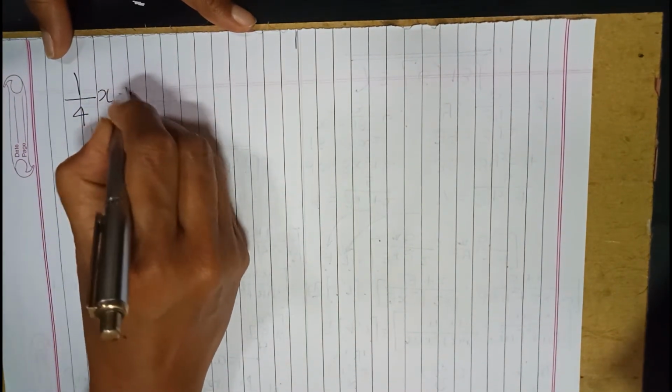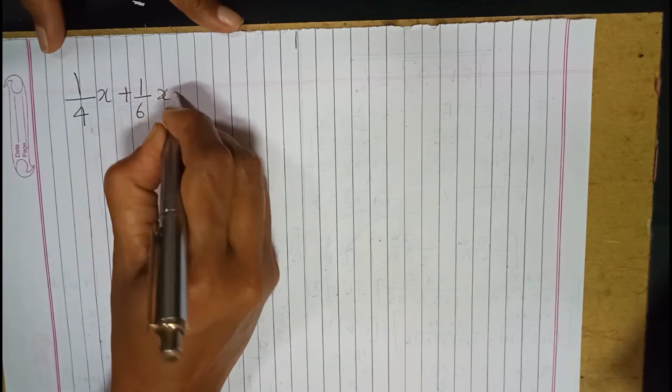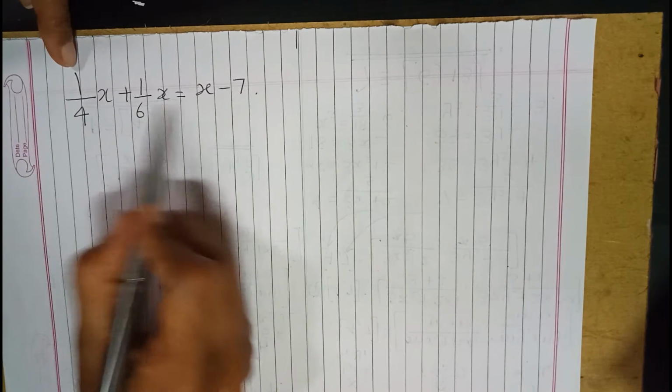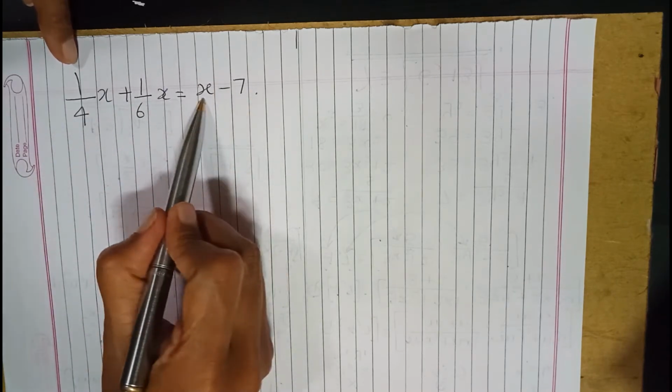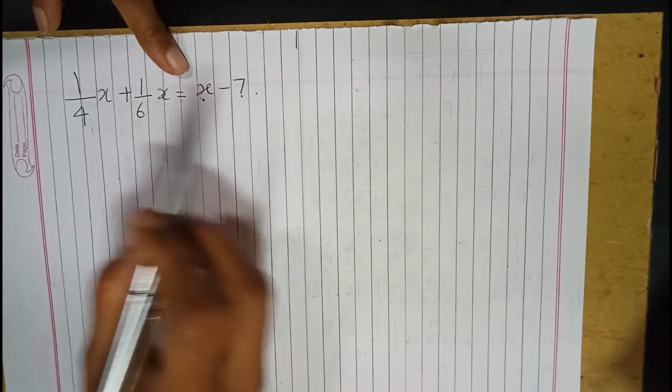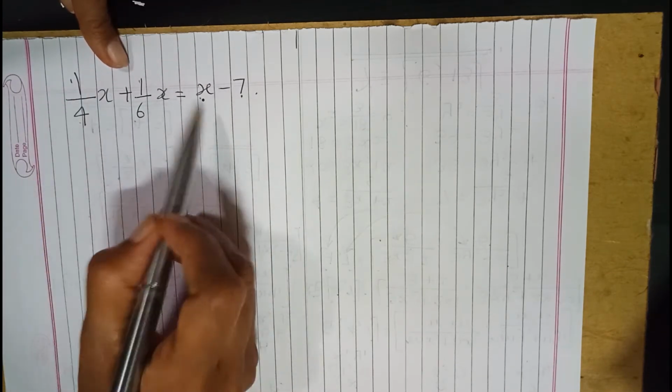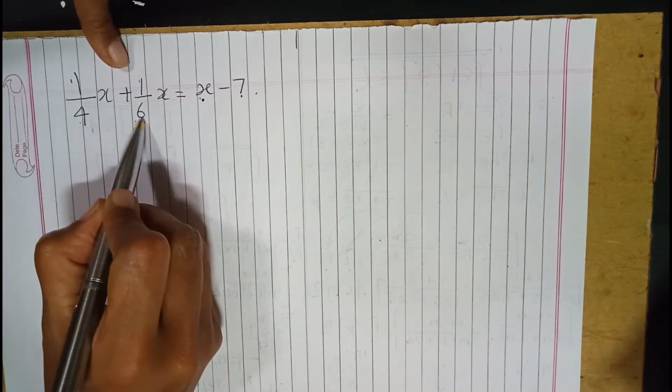Let's do some more examples of this. Let us say I have another example: 1 upon 4x plus 1 upon 6x is equal to x minus 7. Now here you can see it's a mixed equation. There are some integers, some plain linear terms, some rational numbers. So the first step is to eliminate the denominator.